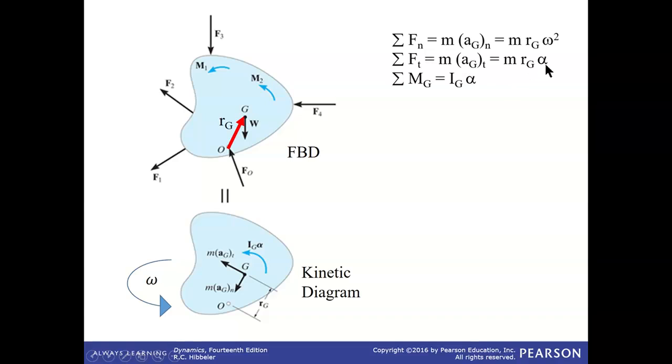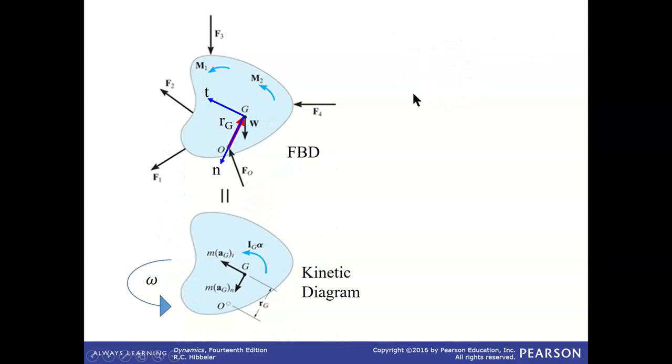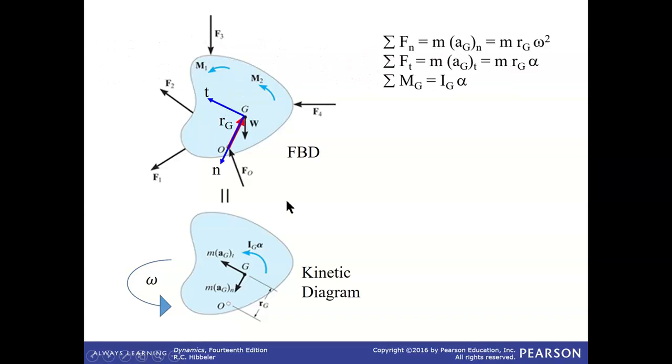which is m rg multiplied by alpha, where alpha is the angular acceleration. And the third equation of motion is sum of moments about mass center is equal to mass moment of inertia multiplied by alpha. However, this equation is useful only when the body is being rotated with respect to an axis that passes through G. But in our case, the body is rotated with respect to O, so we have to modify the third equation. Okay, so this is just to give you an idea about tangential and normal axis.